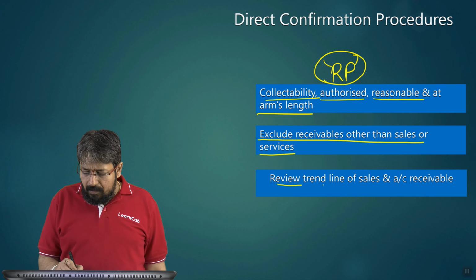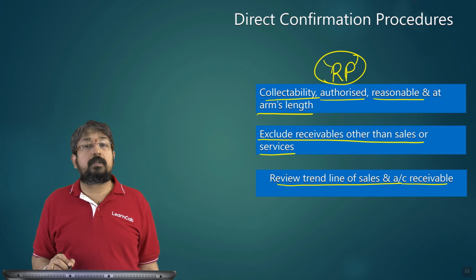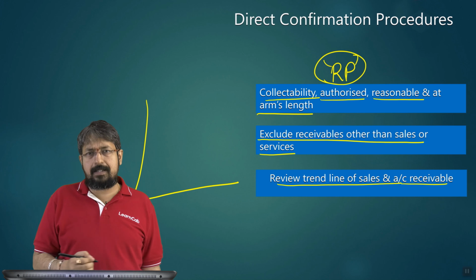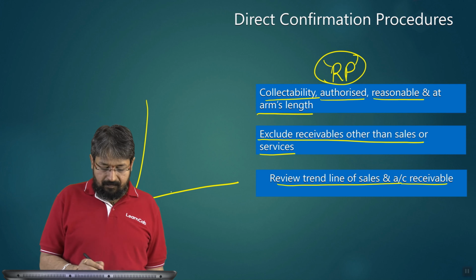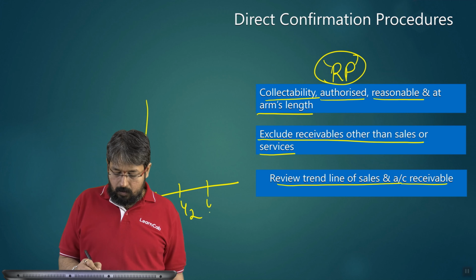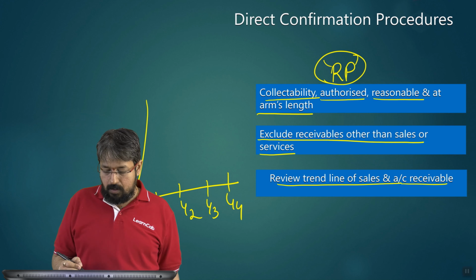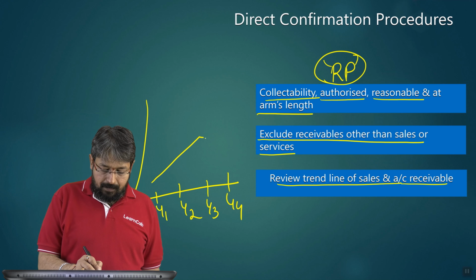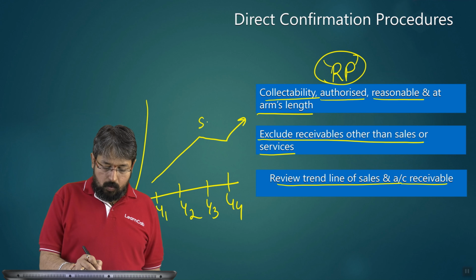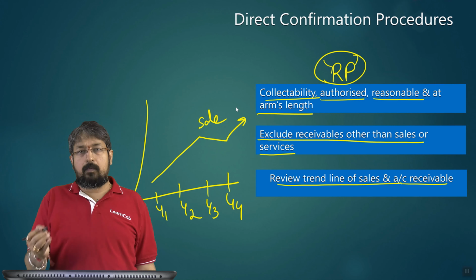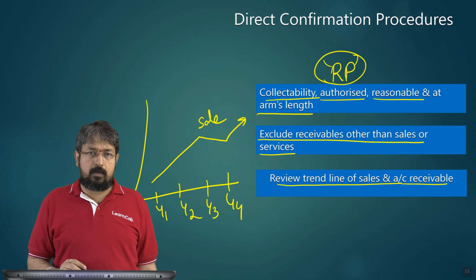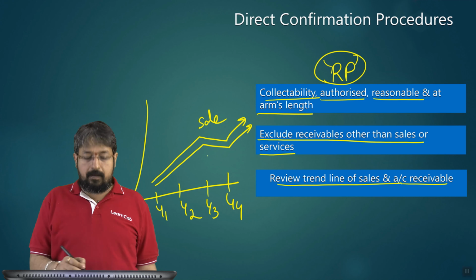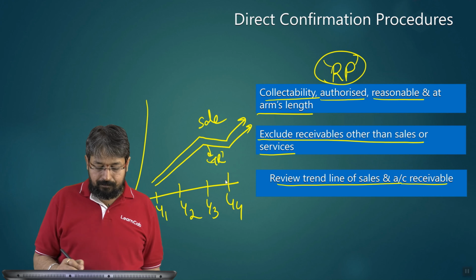Then review the trend line of the sales and the accounts receivable. Trend line means you compare the sales and the accounts receivable over a period of time. Say for example, year 1, year 2, year 3, year 4. So we do a comparison. Now imagine this is the sale line. Sale is going up. Sale dropped down. Again it went up. In the same way, my dear soldiers, there may be a trade receivable line. Let's say the trade receivable line may go up that way. So this other line may be the trade receivable.